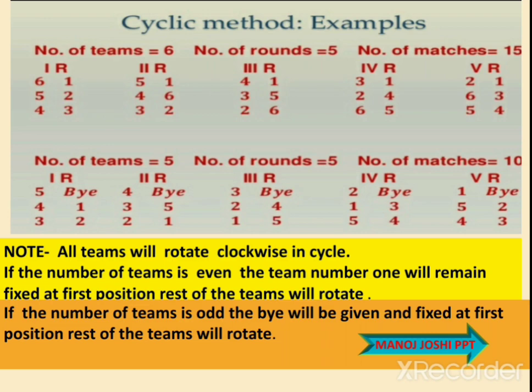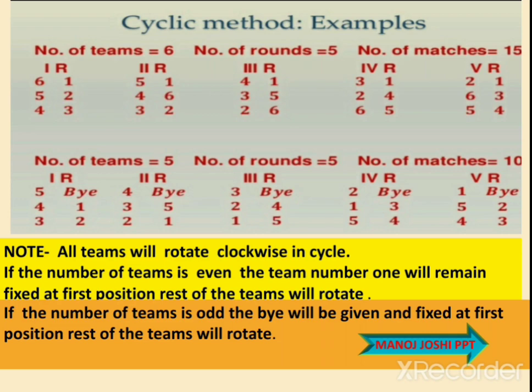So this way, now the matches are there. How are the matches? First round matches. 6 will play with the 1. So the first match is 6 versus 1. The second match is 5 versus 2. The third match is 4 versus 3. These are the matches of the first round. So 3 matches are in 1 round. And in the second round we can see 5 versus 1, 4 versus 6, 3 versus 2. This way the matches will be there. So each round there are 3 matches. Total rounds are 5, so the number of matches is 15. This way also we can cross check.